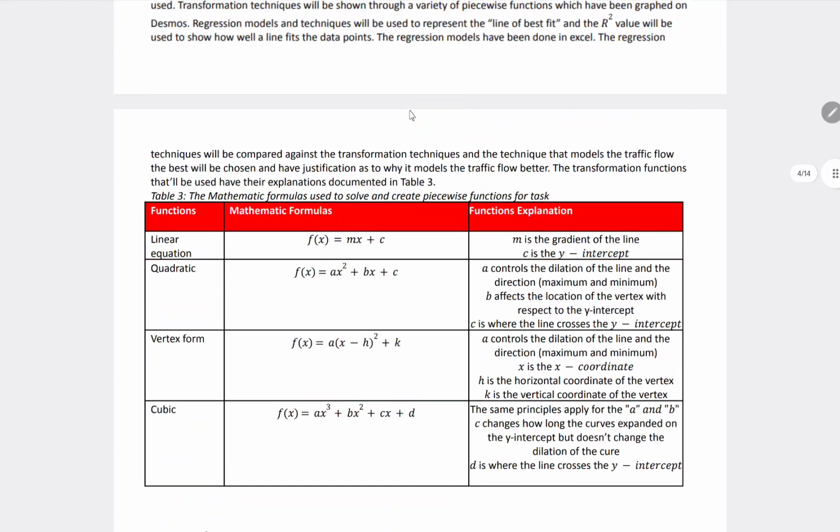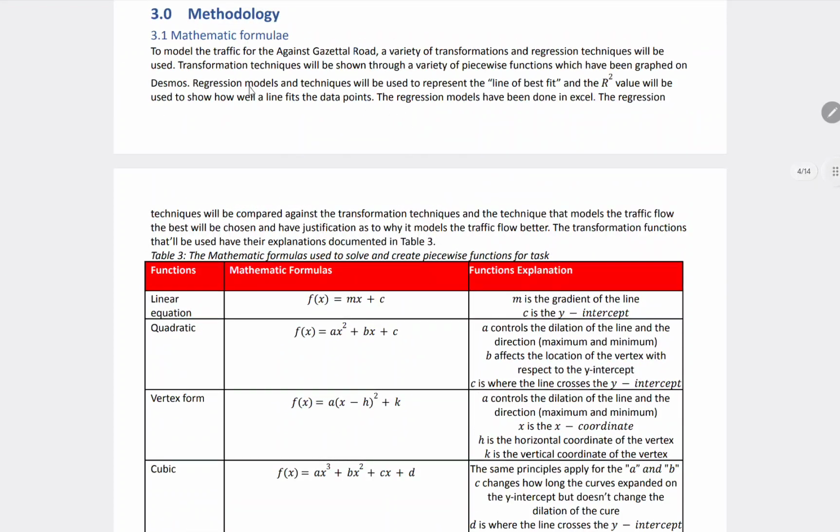And just mention, I think it was mentioned here, that regression models and techniques will be used to represent the line of best fit. Calculate this, calculate that. And then some transformation will be used to find a better model. I think we went through line of best fit briefly for methods at the end of last term. You need to use it for your assignment most likely later.